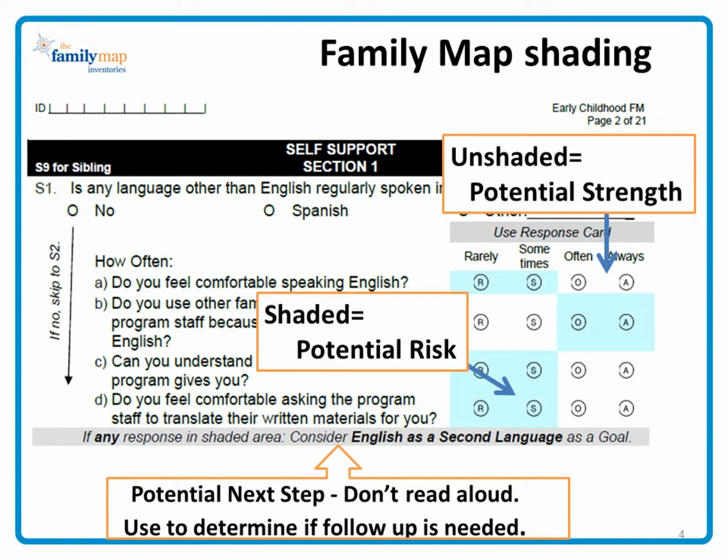It's important to note that it does not always say if any response in the shaded area. Sometimes this gray box says if all responses, or 6 or more responses in the shaded area, consider X as a goal. In those cases, if the caregiver has only 1 or 2 answers in the shaded area, then this probably is not a concern for the family and could possibly still be considered a strength. No family is perfect. The shaded areas aren't bad. There are flags to help you initiate more conversation with your families. Be sure you're looking to see how many answers in the shaded area would mean a possible risk.